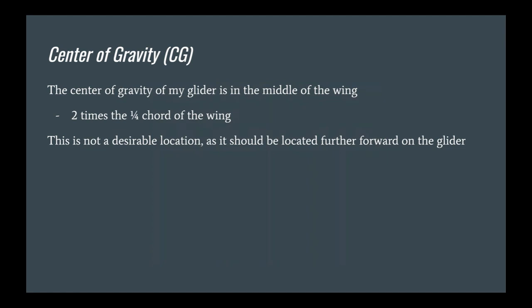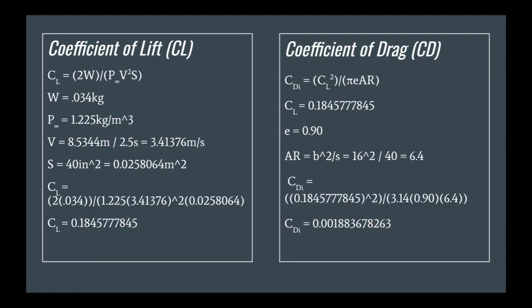The center of gravity of my glider is in the middle of the wing. This is 2 times the quarter chord of the wing. This is not a desirable location, as it should be located further up on the glider in order to promote more aerodynamically favorable flight. Next, the coefficient of lift and coefficient of drag of my glider were determined through a series of calculations seen here. Ultimately, the coefficient of lift of my glider was approximately 0.18, and the coefficient of drag of my glider was approximately 0.001.